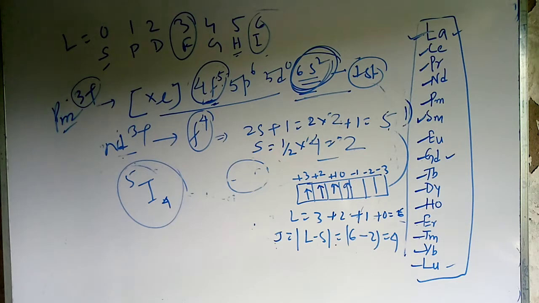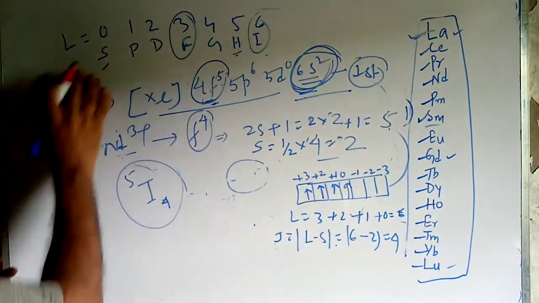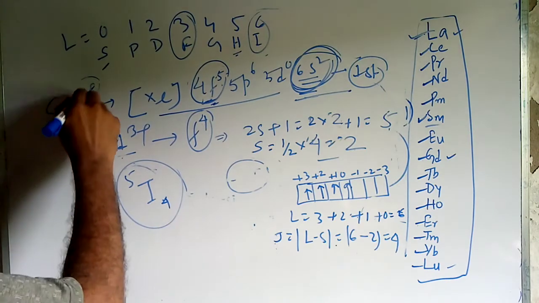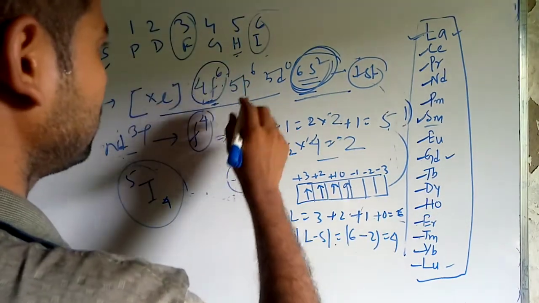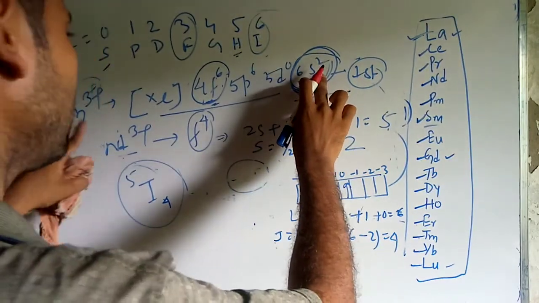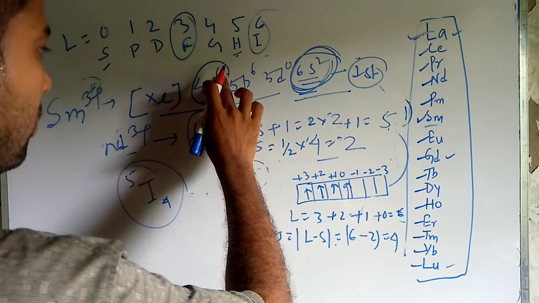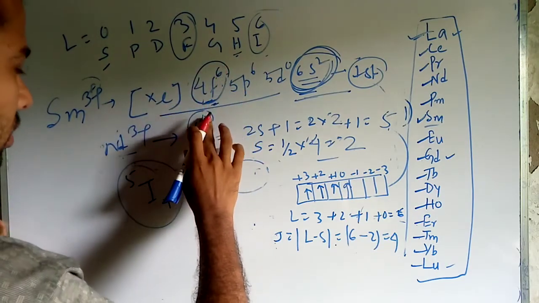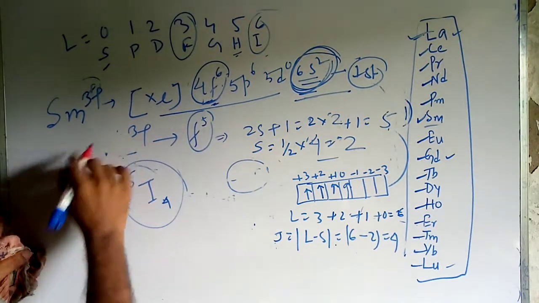Next we consider samarium 3+. This is samarium 3+, and the electron configuration is 4f6 6s2. For 3+, 3 electrons are removed: 2 from 6s and then 1 from here, so 4f5. This is samarium 3+.